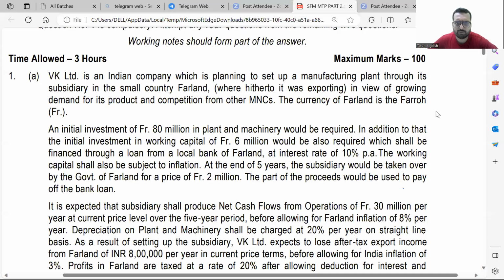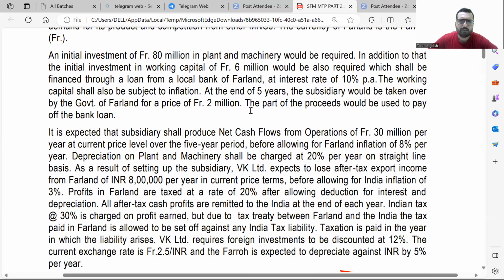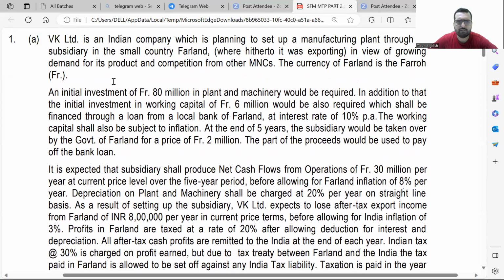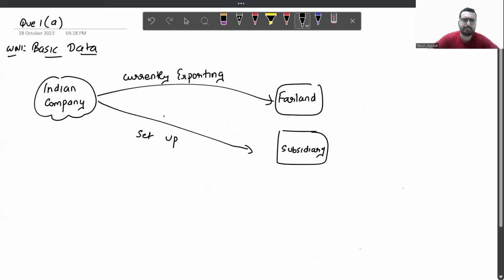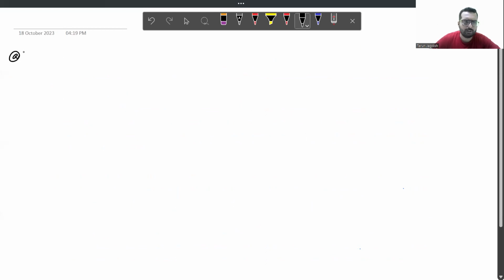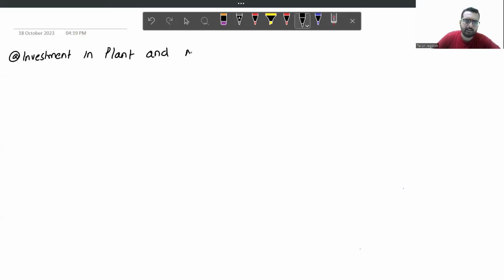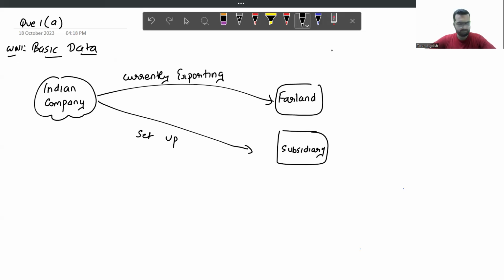This is the current plan in view of the growing demand for its product. So this question is slightly similar to what we have done, but there are adjustments which are very, very good. An investment of FR 80 million in plant and machinery will be required. So I'll write down over here investment in plant and machinery, 80 million FR. Friends, I'll go a little slow here. Can you write down this in your books?